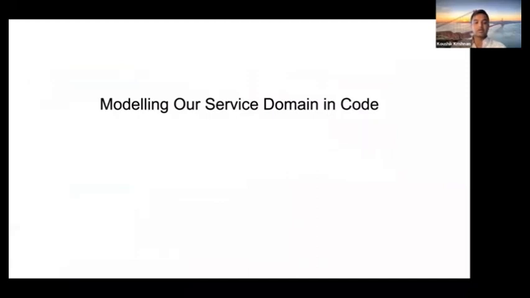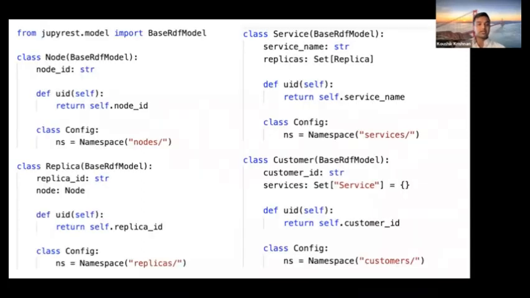So, okay, we have this. Now how do we go about writing and authoring these investigations? The first thing we're going to do is model our service domain in code. This is a concept taken out of domain-driven design. If you're familiar with that, we're just going to create concrete entity objects that represent components in our service. So this is what that looks like.